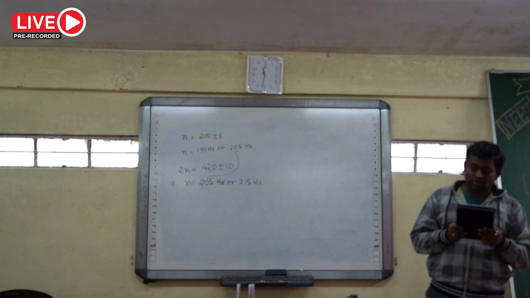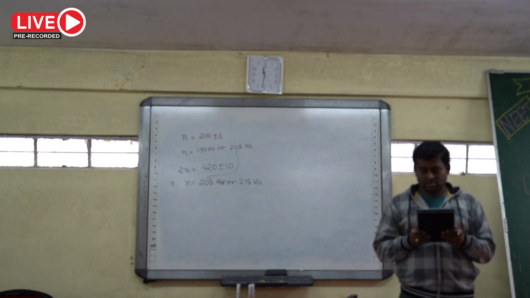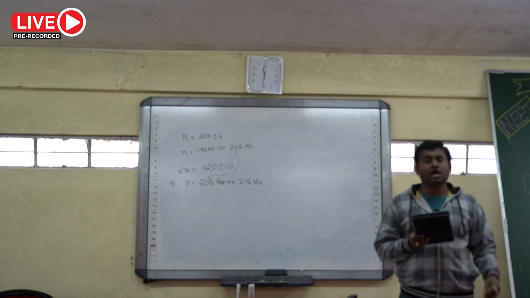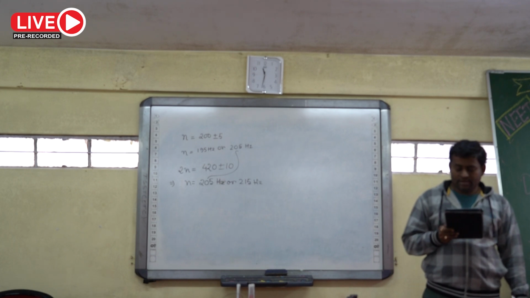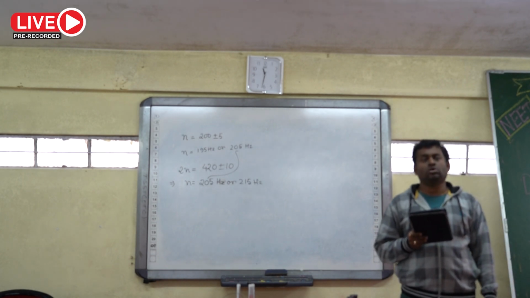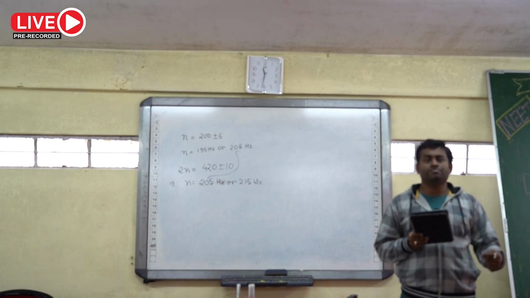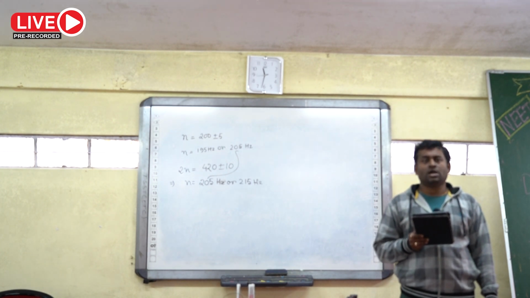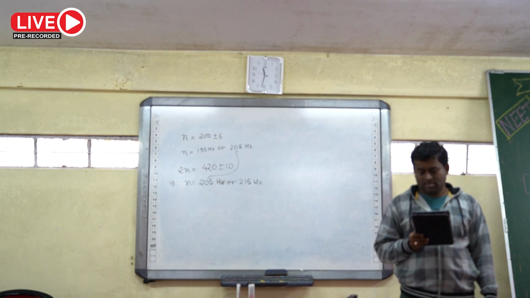the first overtone of the pipe will now be: option A, 220 Hz; option B, 440 Hz; option C, 880 Hz; option D, 1760 Hz.